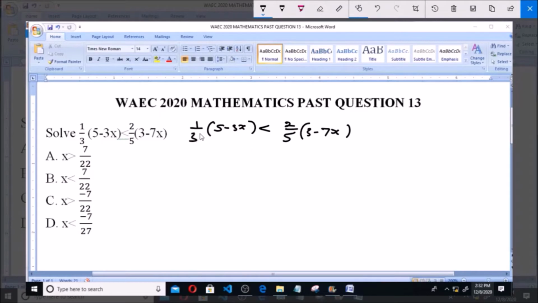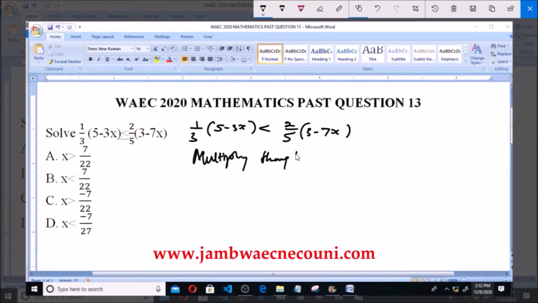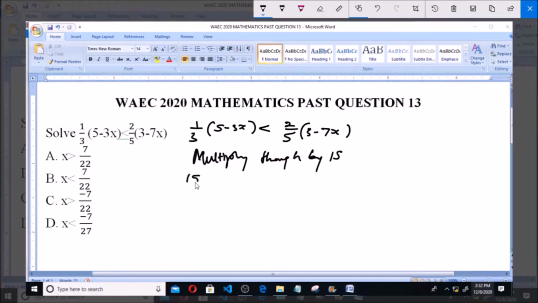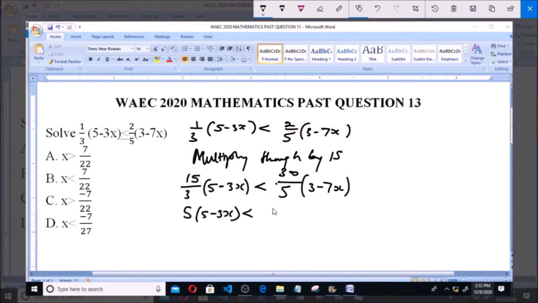The common 3 and 5 are both factors of 15. So let's just simply multiply through by 15. Now multiplying through by 15, we'll have 15 all over 3 into 5 minus 3x is less than, now 15 times 2 over 5 will give us 30 over 5 into 3 minus 7x. So here we'll be having 15 over 3, that is 5 into 5 minus 3x is less than 30 divided by 5 is 6 into 3 minus 7x.